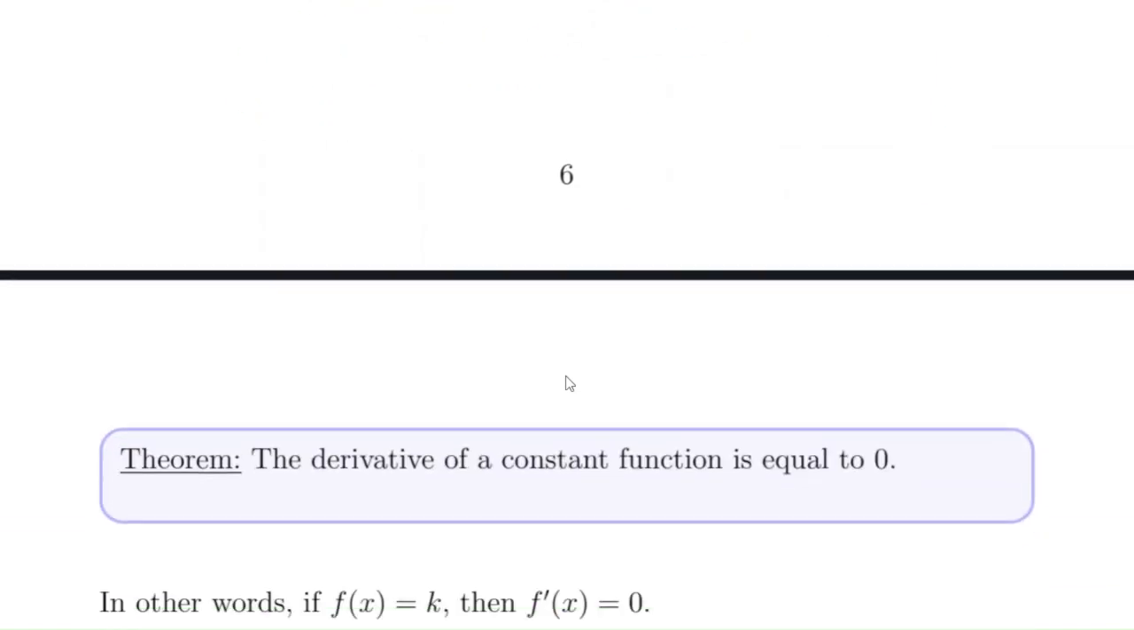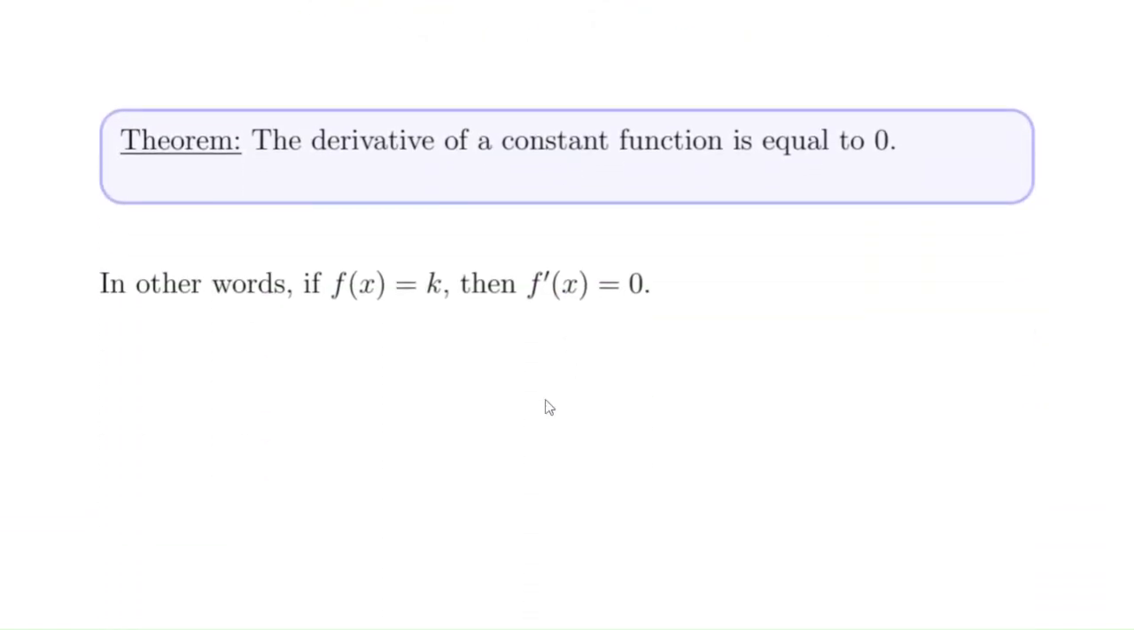Okay, so what are the rules? Or what are these tricks that we can do to make it quick to take a derivative? Well, the first theorem that we have is that the derivative of a constant function is equal to 0. In other words, if f of x is a constant, like if f of x equals 5, then the derivative is going to be 0. And this makes total sense because imagine, what does the derivative look like? Well, isn't a constant function just a horizontal line? And at any point on the horizontal line, the slope's going to be 0.